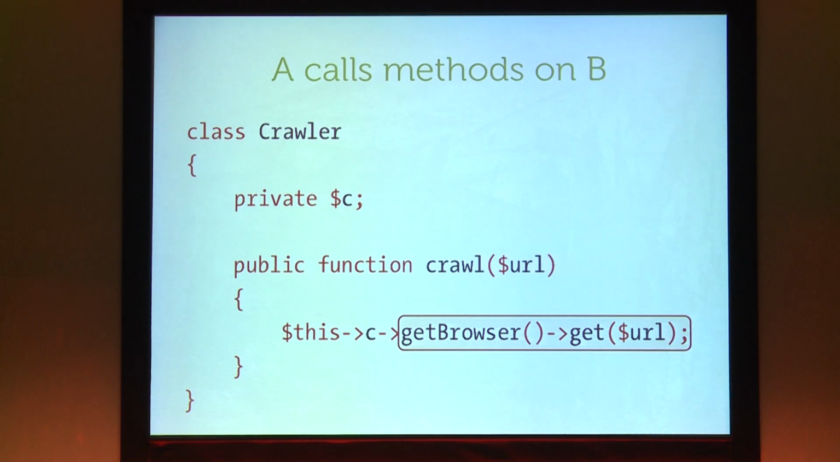Also, if we call methods on the other class. If the crawler calls methods on the browser, it might not necessarily use it directly, but through a violation of the Law of Demeter, right? A train wreck. We just access the browser through another object. That's also coupling to the browser.